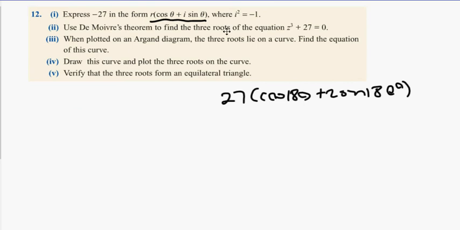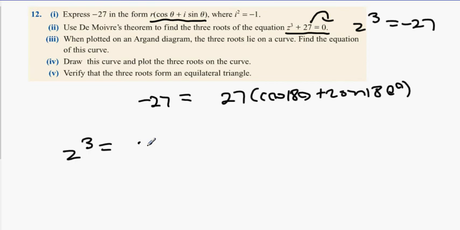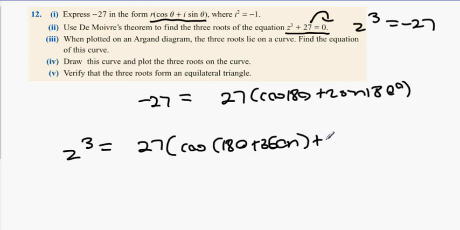Now, use De Moivre's theorem to find the three roots of the equation z cubed plus 27 equals 0. That's the same thing as z cubed equals minus 27. Now, we know that minus 27 equals this. We also have to account for the rotations. So z cubed equals 27 times cos of 180 plus 360n, plus i sin of 180 plus 360n.